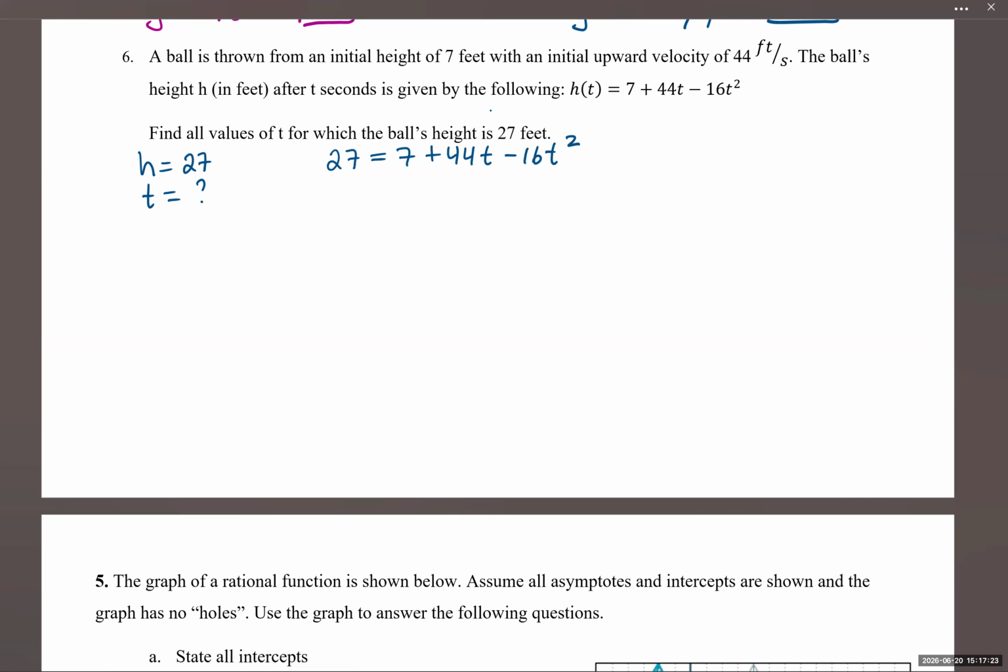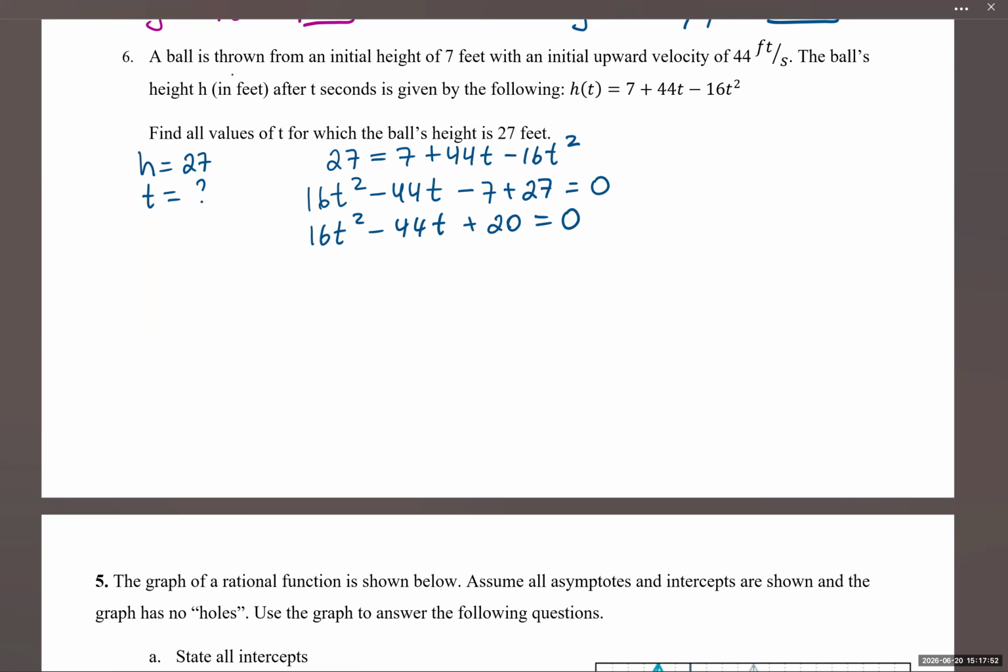First of all, we need to put this in standard form. So that means everything on the left-hand side, 0 on the right-hand side. So that's 16t squared minus 44t minus 7 plus 27. 27 was already on the left-hand side, so the sign does not change. Combine like terms between -7 and 27. So 16t squared minus 44t plus 20 equals 0.